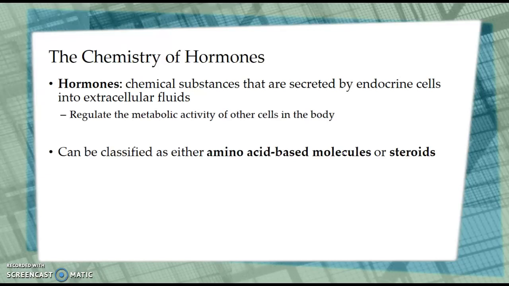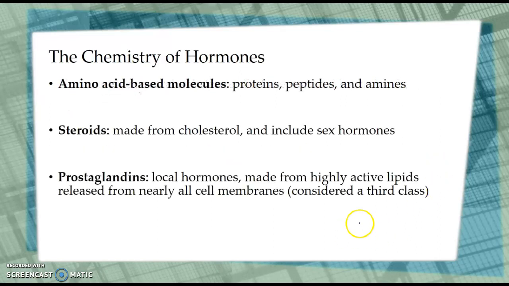And hormones can be classified as amino acid based or steroids, and we're going to talk about the difference between those. So amino acid based hormones are going to be protein based hormones, and steroids are going to be made from cholesterol and are going to include all of your sex hormones.